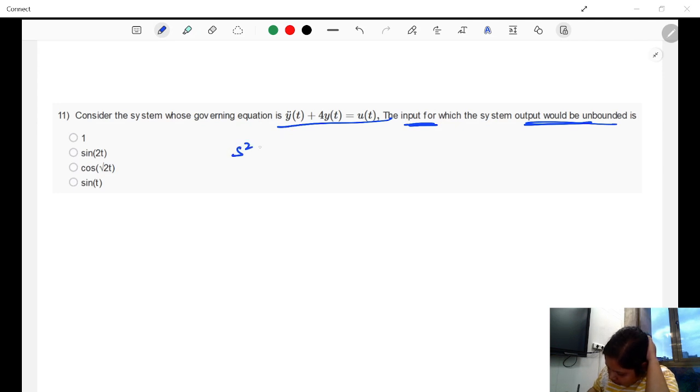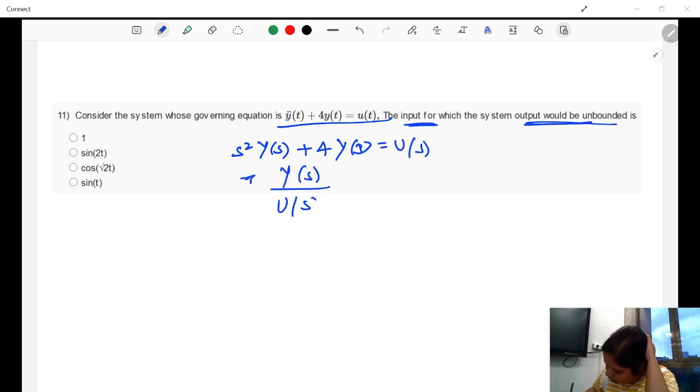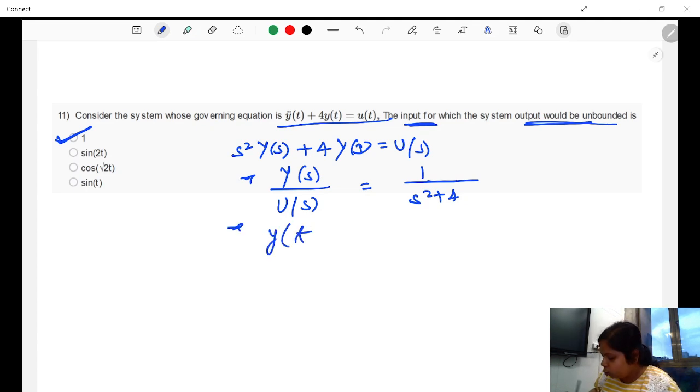So, if we take the Laplace transform, s square Y(s) plus 4 Y(s) is equal to U(s). So what would you get? Y(s) upon U(s) is 1 upon s square plus 4. So when you get this term, let's say I want to check for an input of 1. Can someone tell me what y(t) is going to be if u(t) is the unit step function? So definitely this U(s) would be 1 by s.